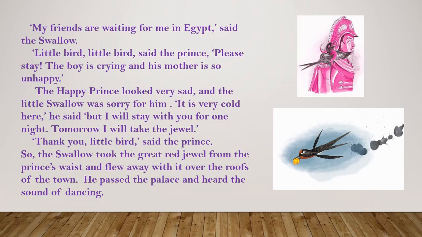So the swallow said to the prince that my friends are waiting for me in Egypt. So the prince is requesting him, please, little bird, stay, don't go. The boy is crying and his mother is so unhappy, very sad. And the prince was looking very sad. So the little swallow felt bad and he felt very sorry for him.